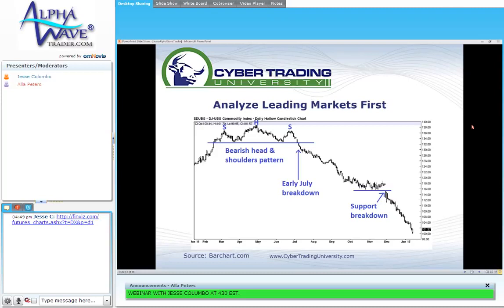132.5. And when that pattern broke down, the bearish signal was given in early July. It broke that support. That was not a good sign. And then it continued to drop.